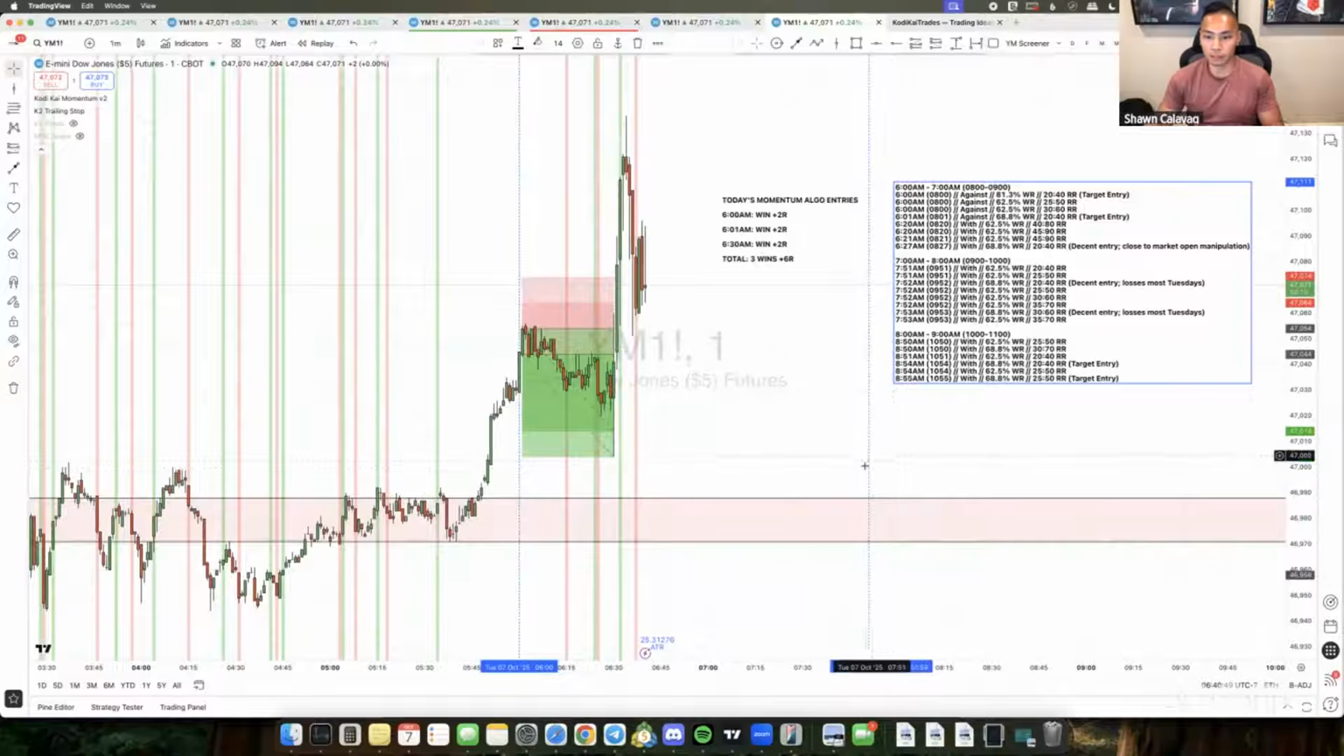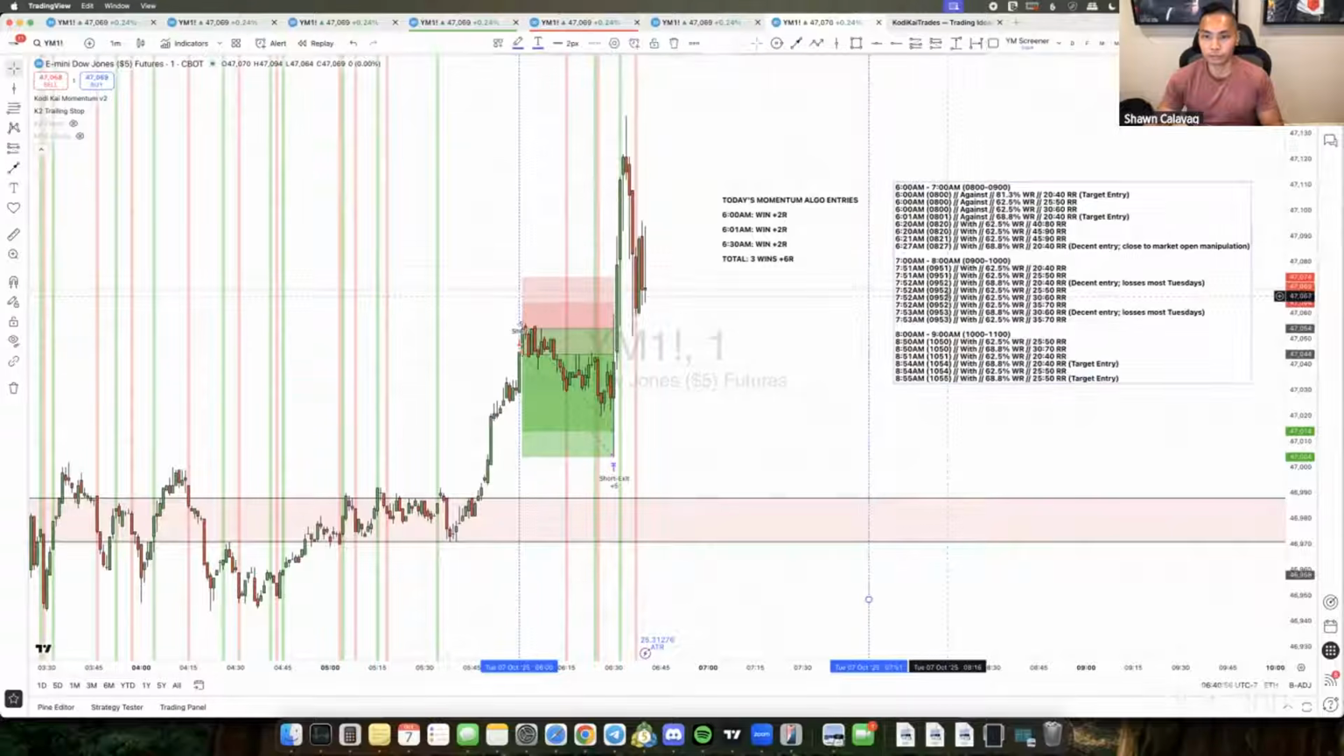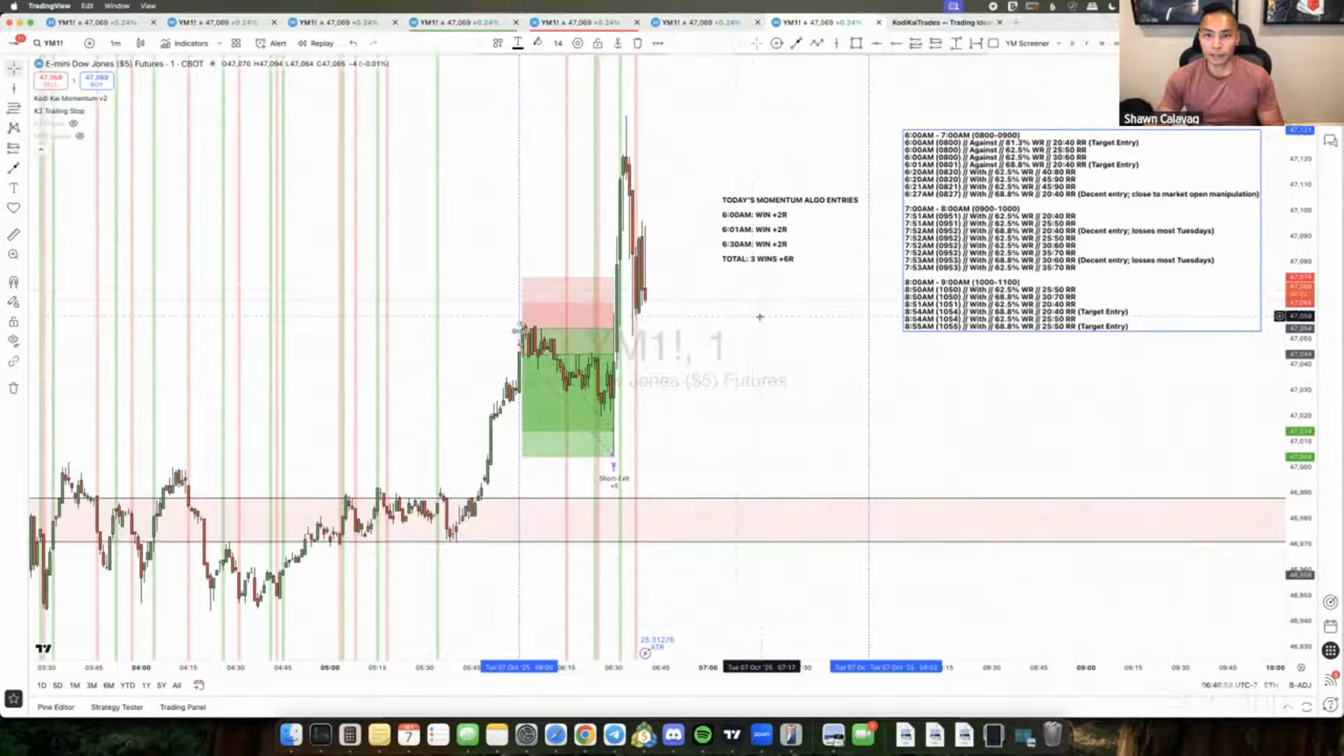Next entry is going to be here at 751. So we got some time. My algo just didn't provide any entries between this period, like no good entries. There's entries that are available here, but they're just not good entries. And I'll show you what I mean by that.